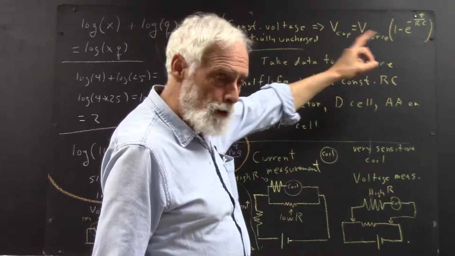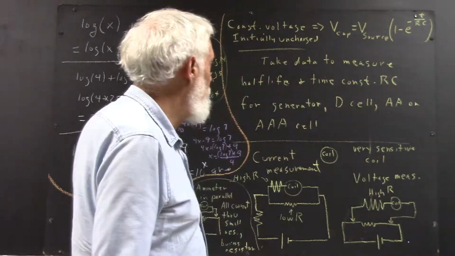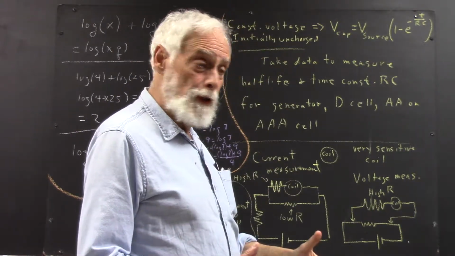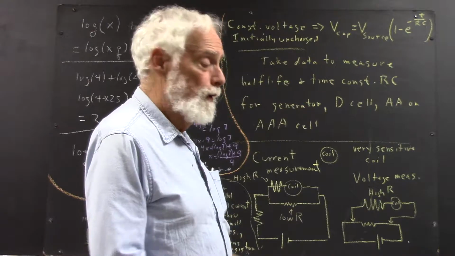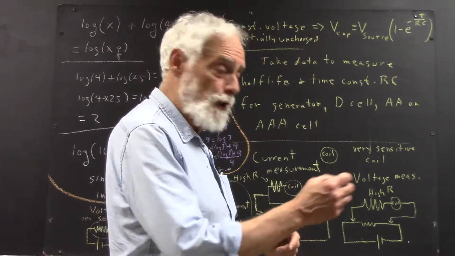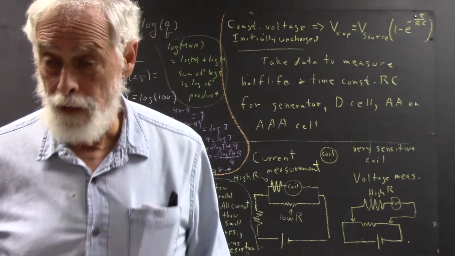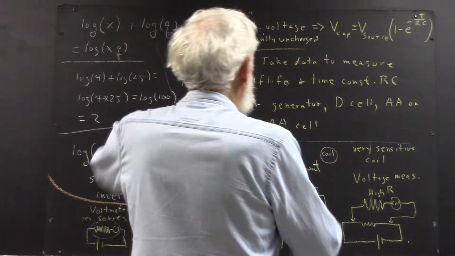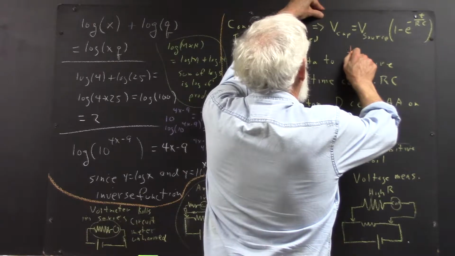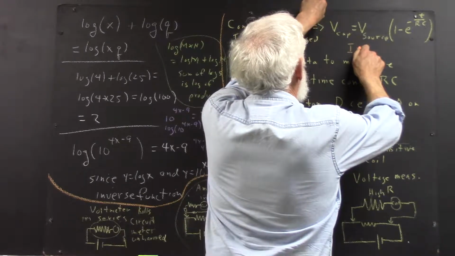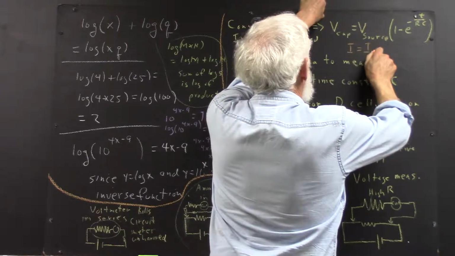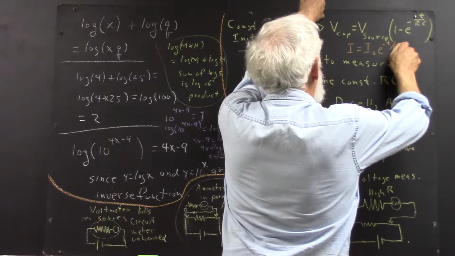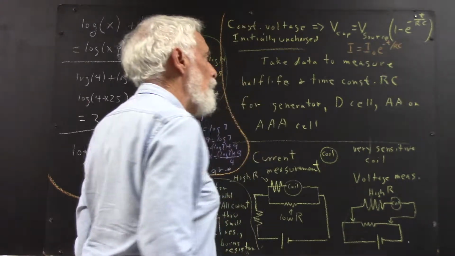you can also use the fact that when you have an uncharged capacitor, the current is going to be equal to the initial current times e to the negative t over RC. And it wouldn't hurt me to write that down. Okay? So the current is this.